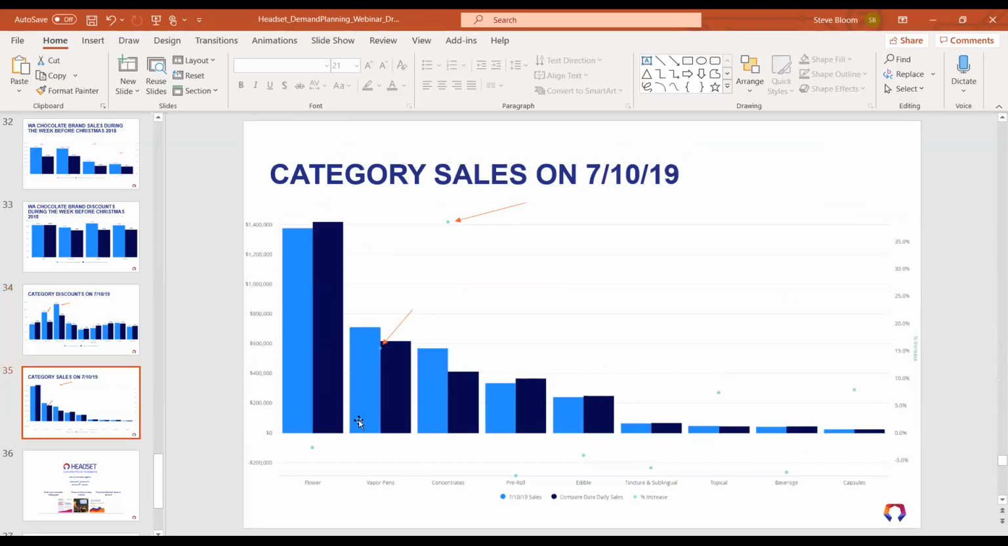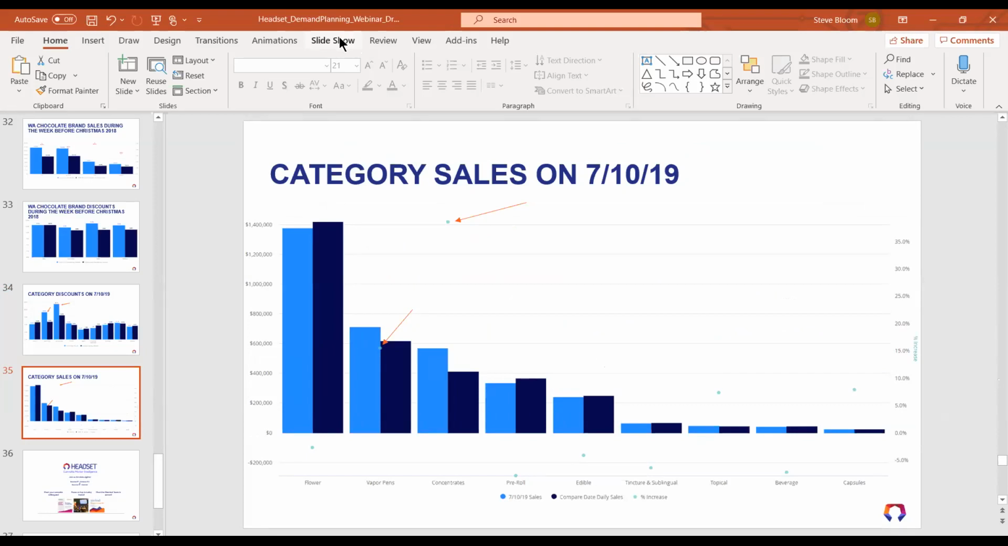You bet. There we go. So they're pretty small, but those little blue dots are showing the percentage growth of each category in the comparison date, and the axis for those is on the right side of this graph. So we can see that concentrates grew about 38%. Vape pens, I think, are down in the 15% range.